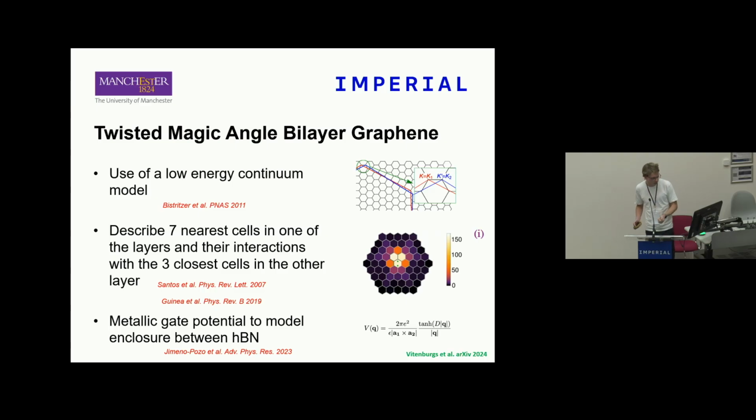So we just use this low-energy continuum model where we use the fact that it has a very small angle. I won't go too much into detail of this. We use one hexagonal Brillouin zone with the 3 closest cells and simulate the hopping process from these 3 closest hexagonal cells to the 7 nearest ones in the other layer. Here the picture shows it from one of the research articles. And we used a simple metallic gate potential, which models the fact that it's enclosed in hBN layers experimentally.